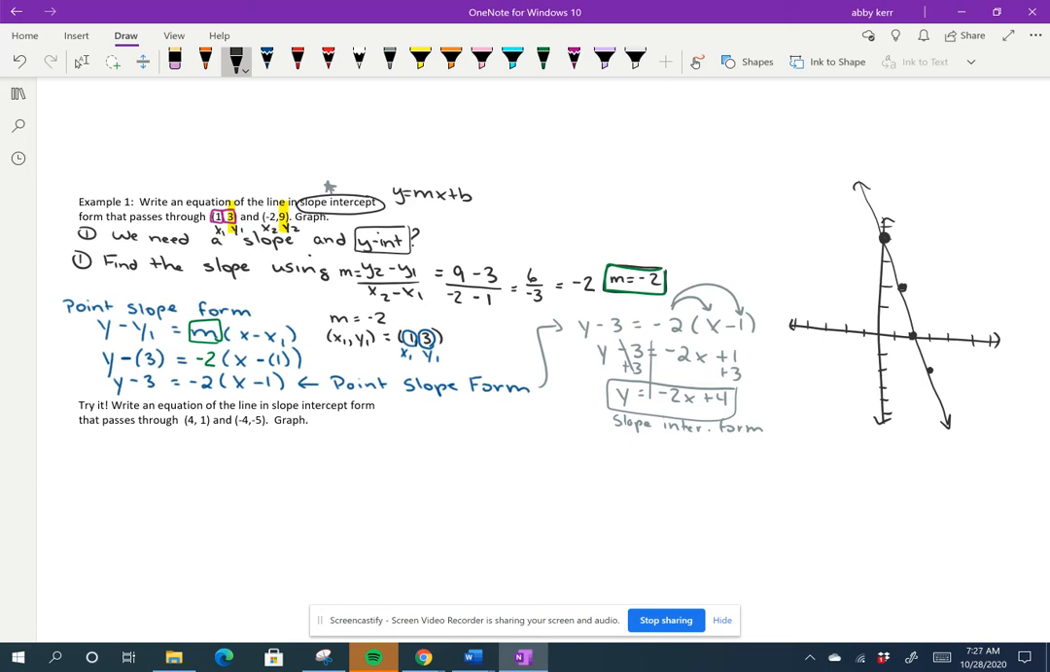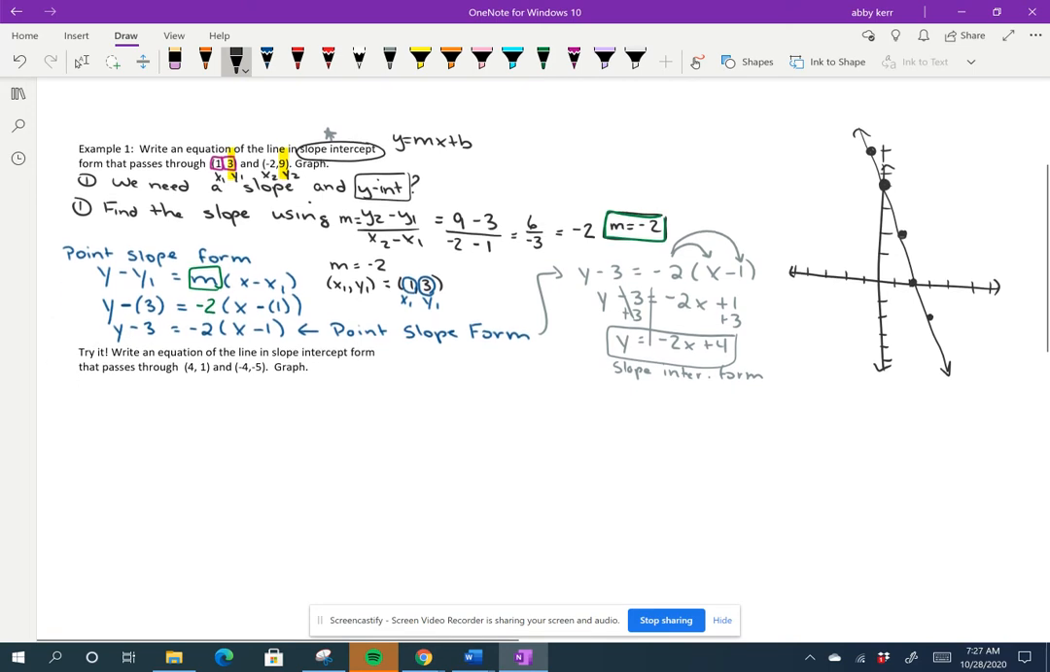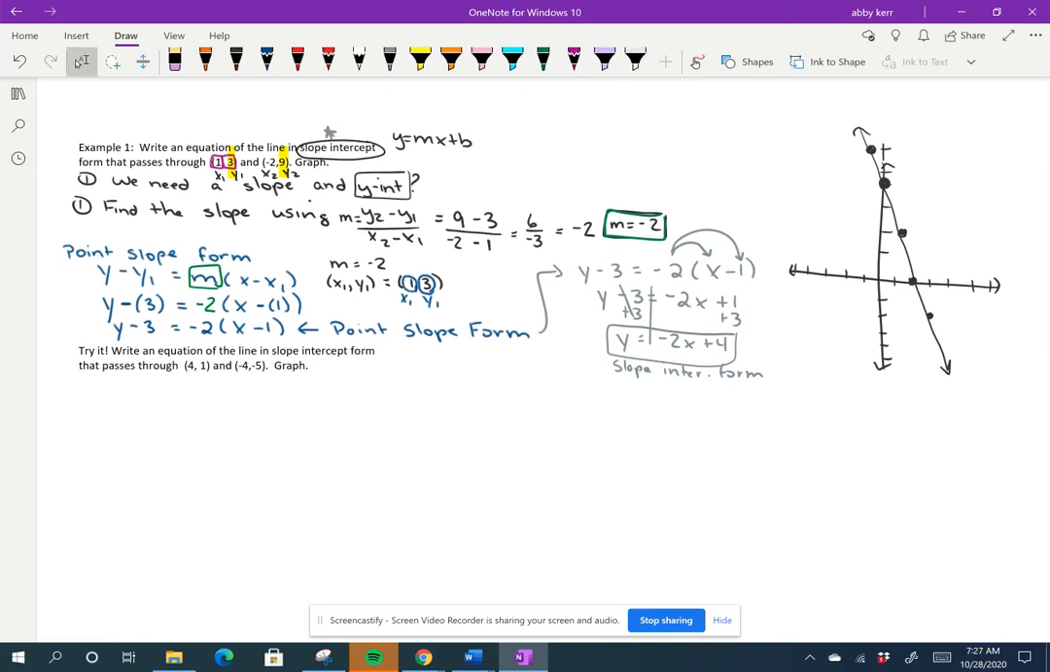Now, if you wanted to go backwards, you would just go up 2, and then right 1, and then you can keep going with that pattern over and over again. Now, what I would like you to do is try it. I would like you to hit pause, and then you will be able to check your work as soon as you hit play again. So please hit pause and do the try it.